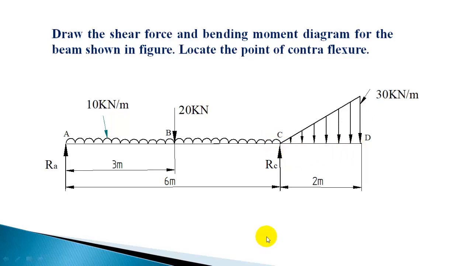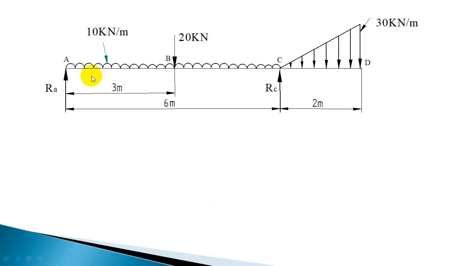Now let us find out the support reactions by taking the moment summation with respect to point A. While taking the moment summation with respect to point A, this UDL is acting for 6 meter length, and the resultant of that UDL will be coming at 3 meter away, that is half of 6. The resultant UDL will be 10 into 6, 60. 60 will be acting along with this point load. So you can take 60 plus 20, 80 into 3, or separately you can take moment. So I'll take the moment separately.